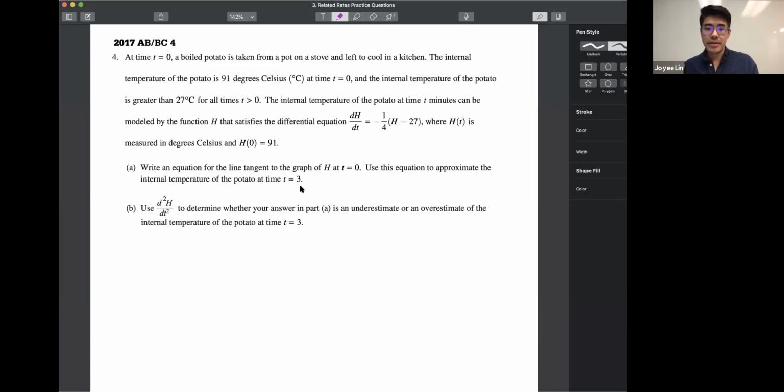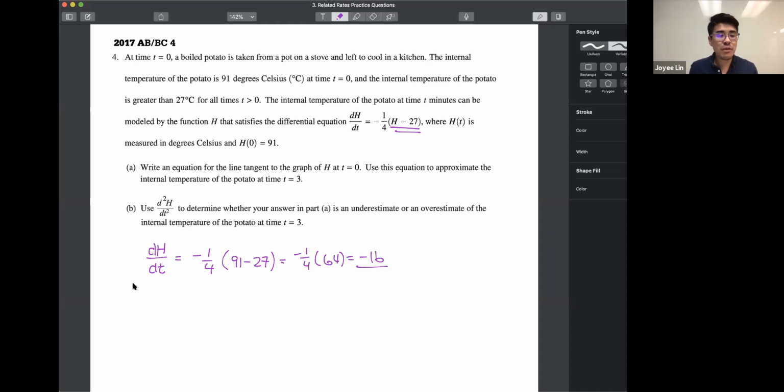We don't want t equals 3. So when t is equal to 0, h is equal to 91, right? I think that's something to think about there. So then you're going to plug in dh dt, negative 1/4, 91 minus 27. 91 minus 27, 64, right? Negative 1/4 times 64. Negative 16. Remember that dh dt is the slope of your tangent line.